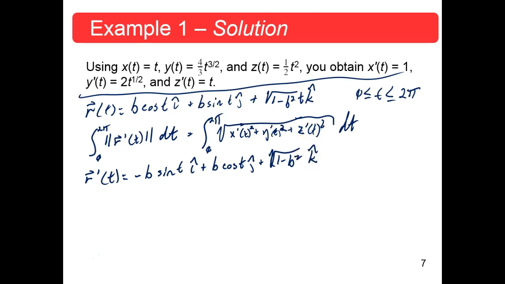And remembering, b has to be between negative 1 and 1. Well, it could be 0, but between negative 1 and 1, because otherwise your radical there is negative, and it can't be negative.